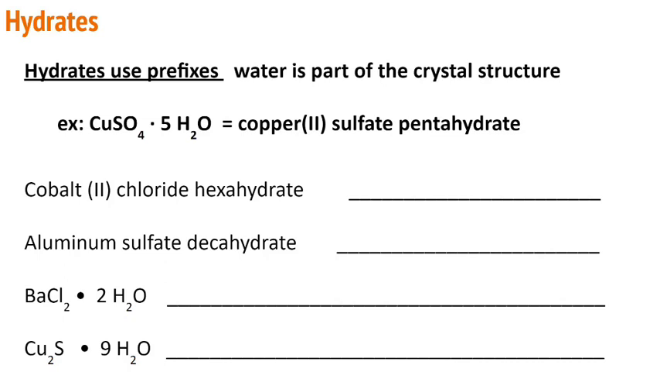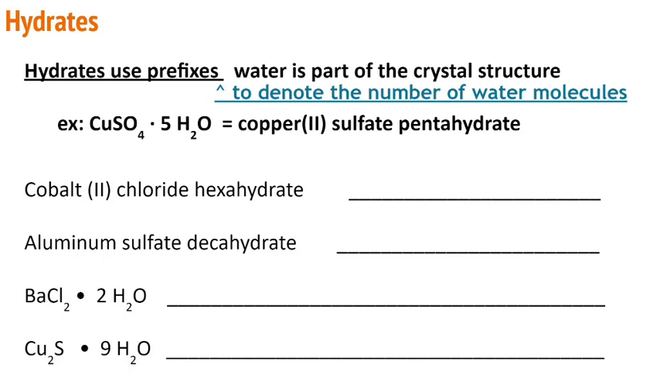They're like a sponge. They hold water. It actually helps stabilize the molecule by filling in some of those empty spaces. But what it comes down to is in the name of a hydrate, they use prefixes, just like covalent compounds did, to denote the number of water molecules that they tend to absorb and hold within themselves. So because water is part of the structure, it becomes part of the name.